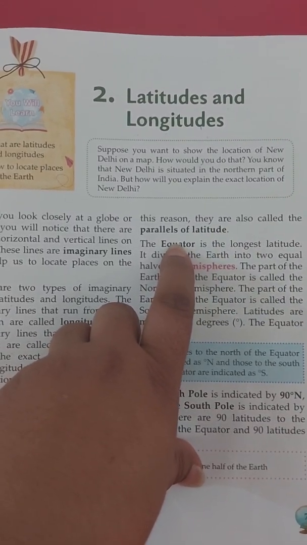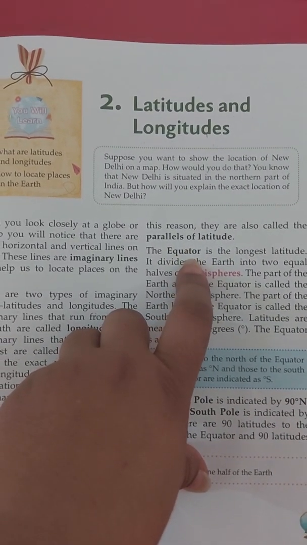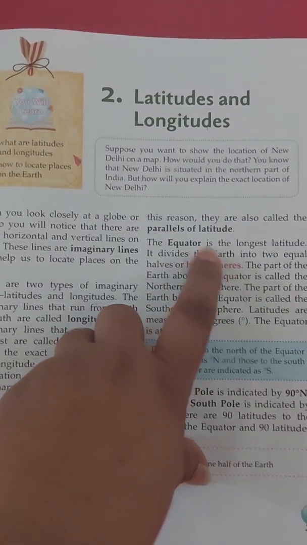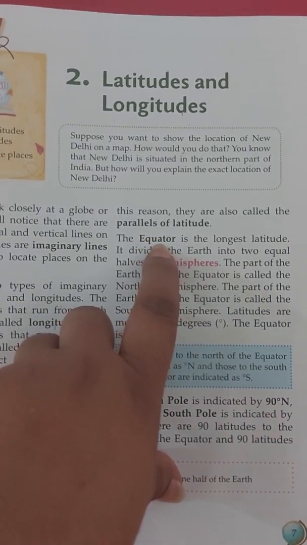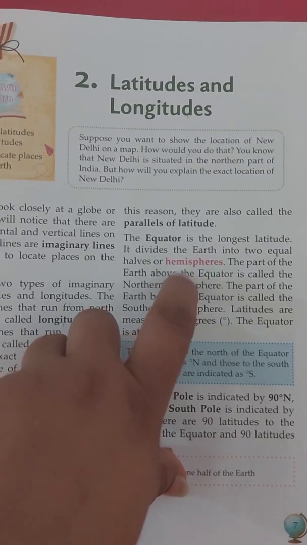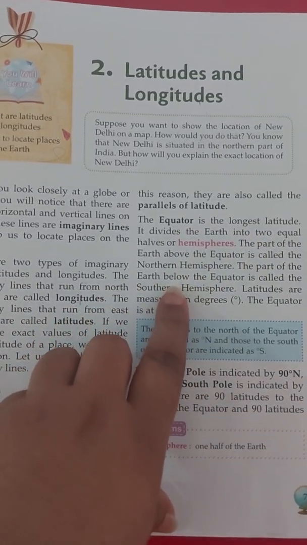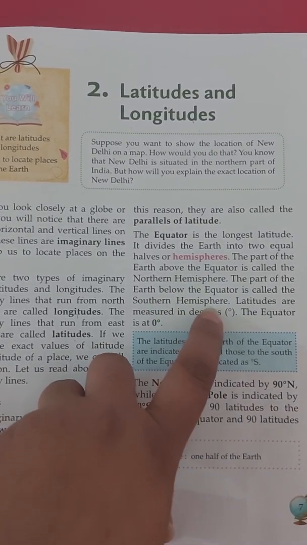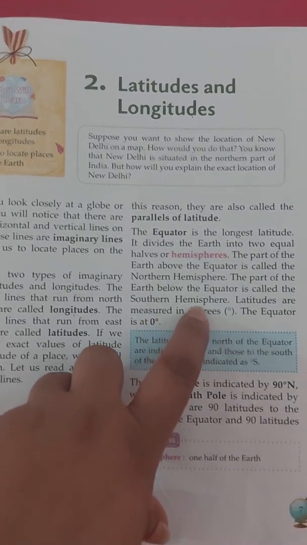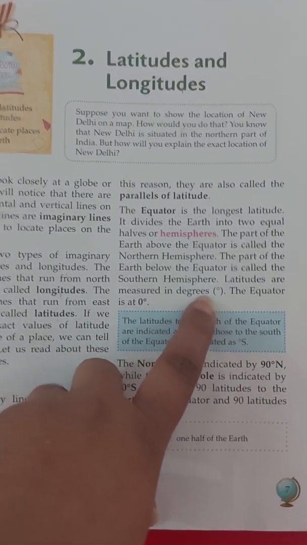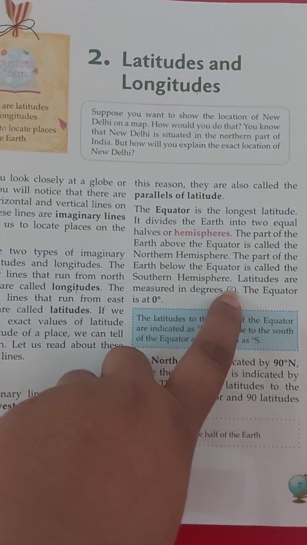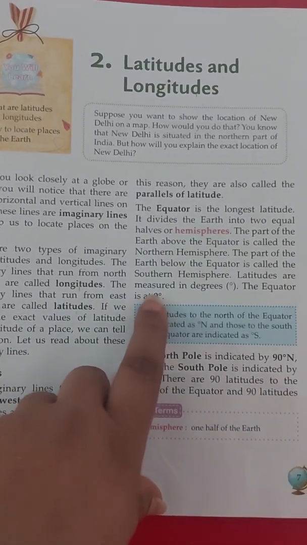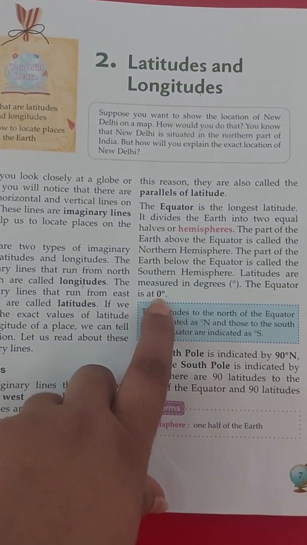There is a longest latitude that divides the earth into two equal halves or hemispheres, and that longest latitude is the equator, which divides the earth into two equal parts, called the northern hemisphere and the southern hemisphere. Latitudes are always measured in degrees, as you can see the sign of the degree here. And the equator, the longest latitude, is at 0 degrees.